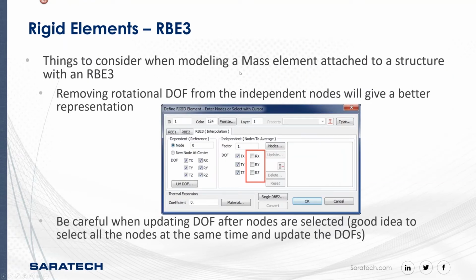Things to consider when you are doing an RBE3 element. Be careful with rotational degrees of freedom for those independent nodes or independent node. Most of the time, you will not want to have rotational degrees of freedom checked. And I will show an example and hopefully go over why you might want to do this, because sometimes it over constrains the model.